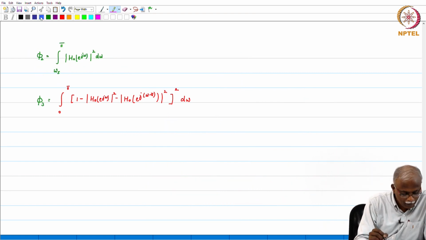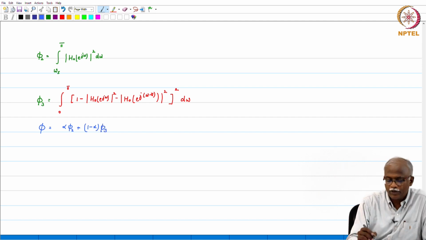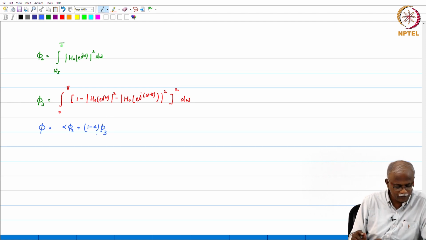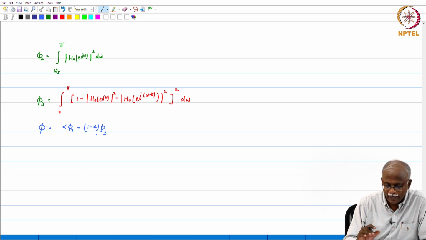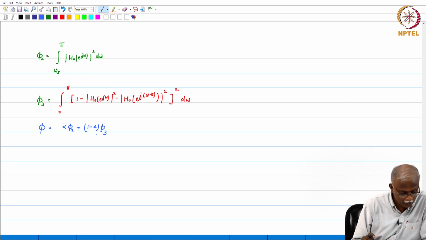So the overall weighting function that we now need to employ does not require the pass band, but however needs the stop band, and it requires the flatness constraint. So alpha times phi 2 plus 1 minus alpha times phi 3, or you could write it the other way if you want. Doesn't make a difference. So basically it's a weighted combination of these two, and this is what will help us satisfy the condition that we are looking to have.